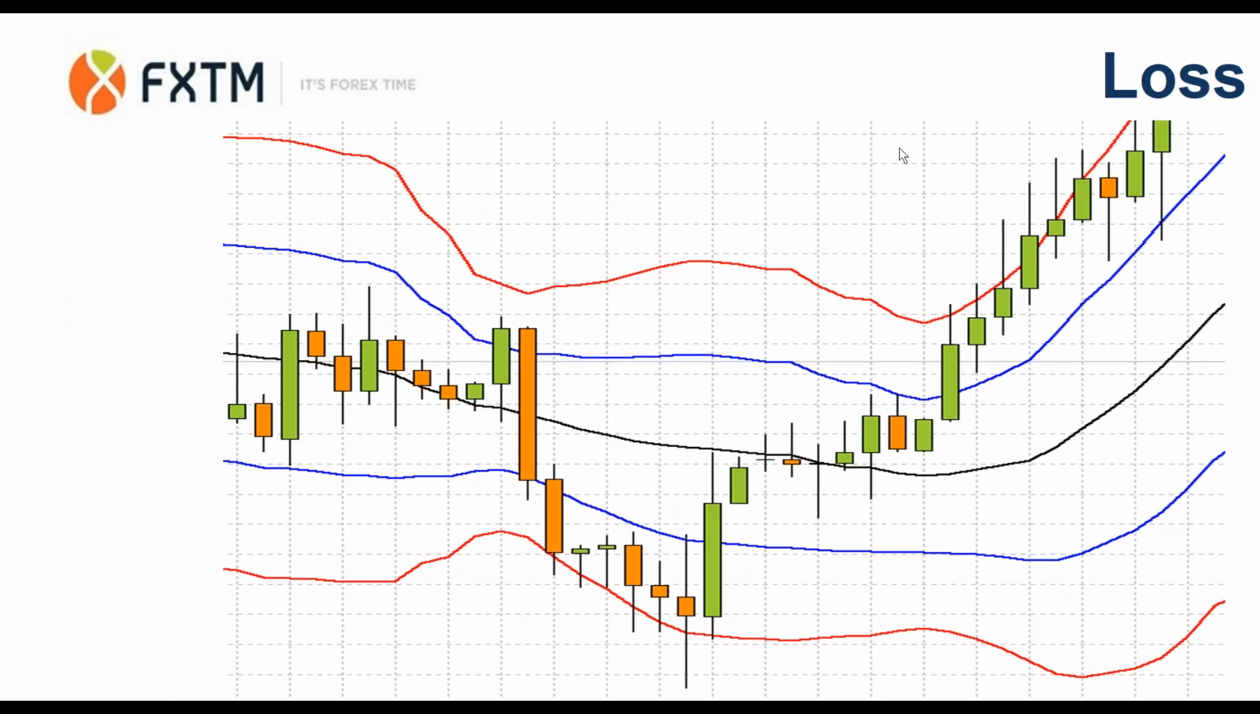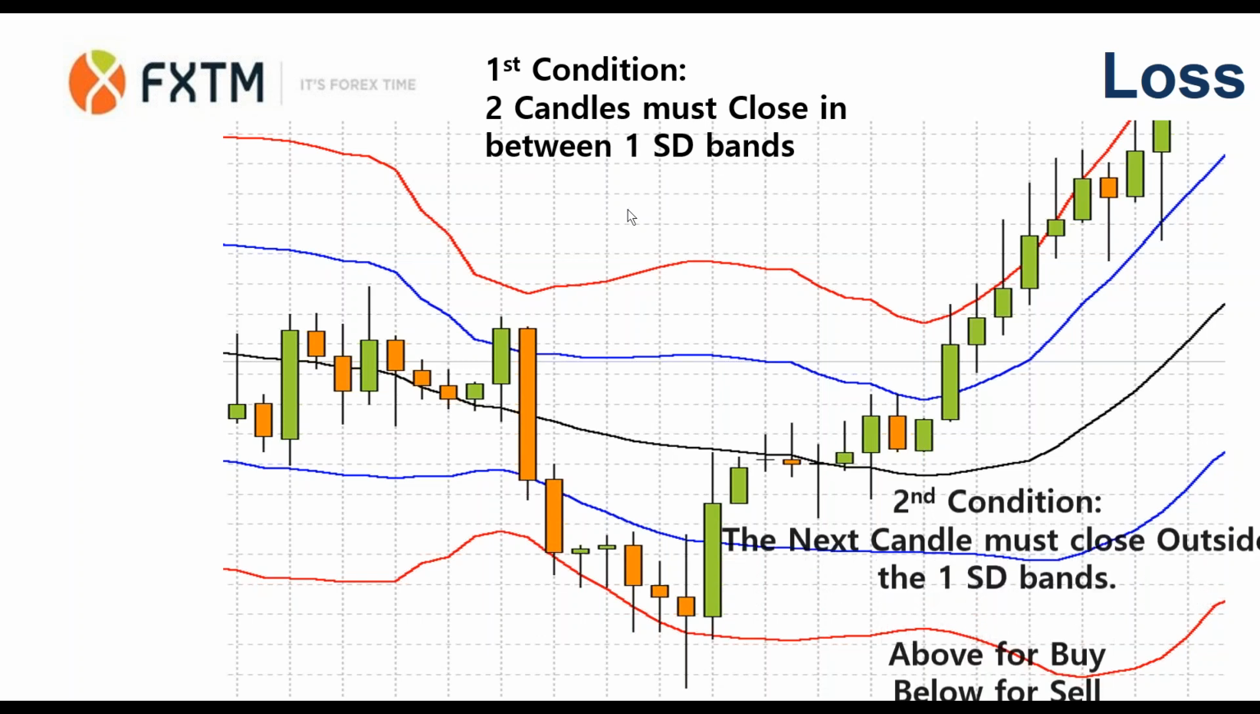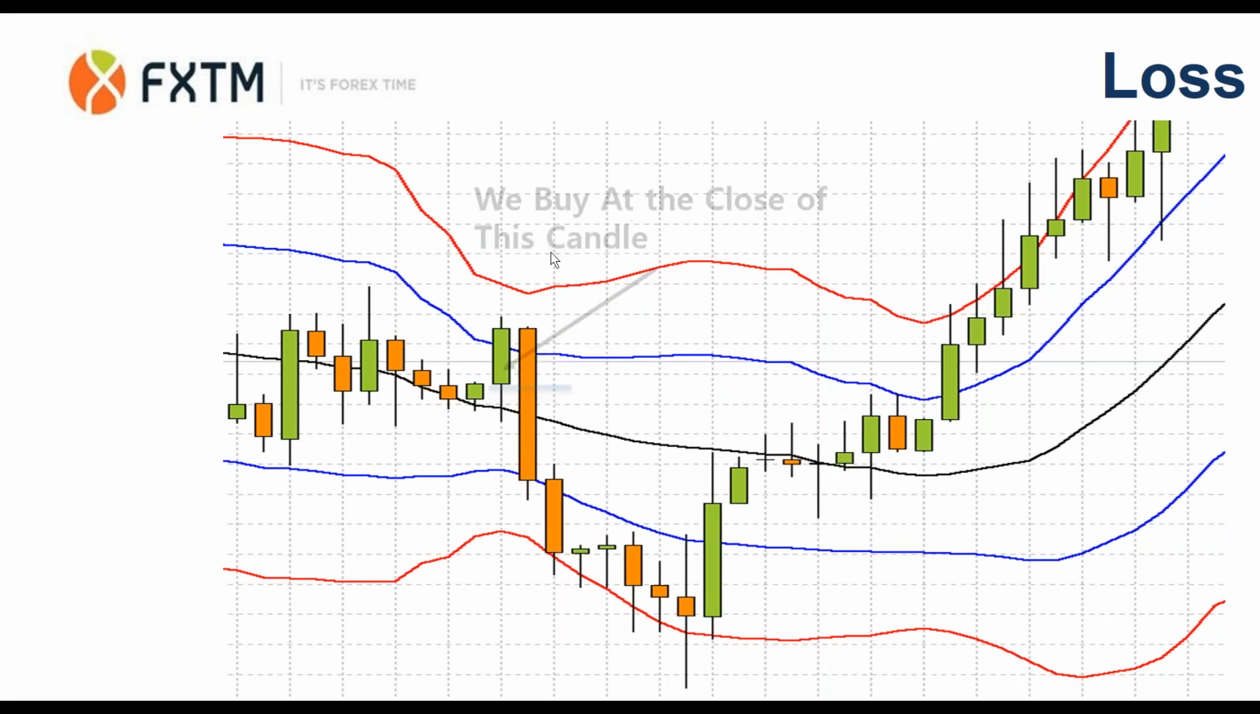Let's quickly look at a losing example. As traders, we like to ask ourselves, how much money can we make? But seldom do we ask ourselves, how much money can we lose? So let's look at an example of a loss. Our first condition, we said, is inside, out: inside the blue bands, outside. It went above, so it's going to be a buy. We buy at the close of that candle right over there.